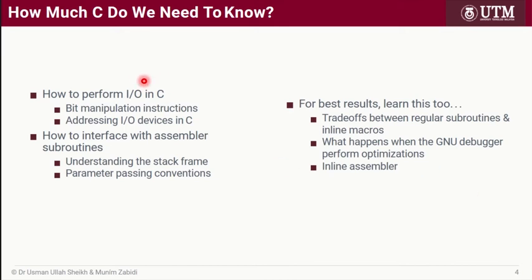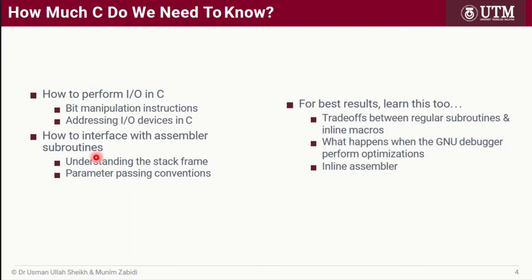So how much C do we need to know? First, you need to know how to perform I/O in C, such as bit manipulation instructions, as well as addressing I/O devices in C. You need to know bit manipulation, in which you manipulate a certain bit by using a certain instruction, and at the same time you get the addressing of an I/O device, so you need to know how to perform it using C.